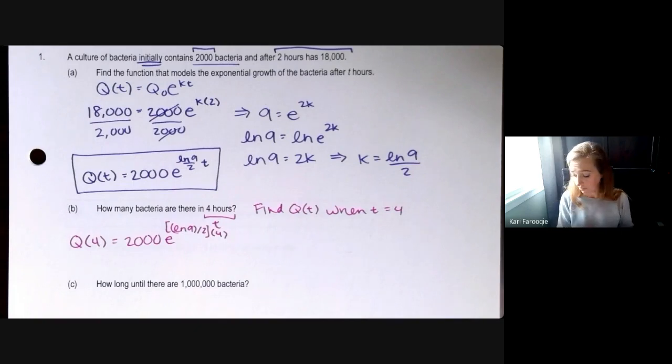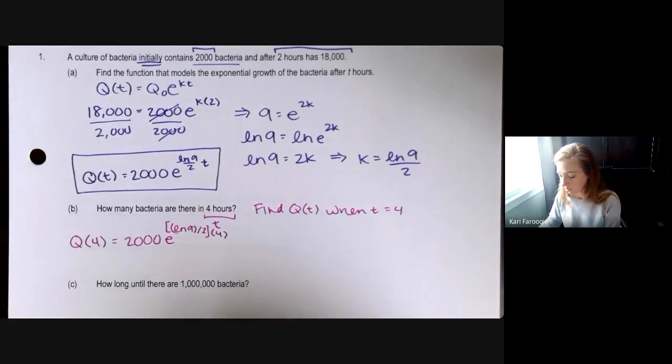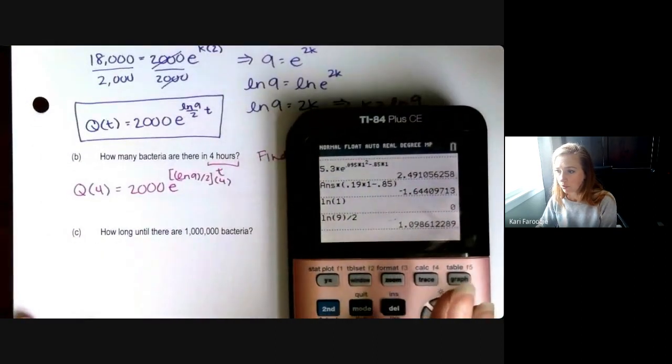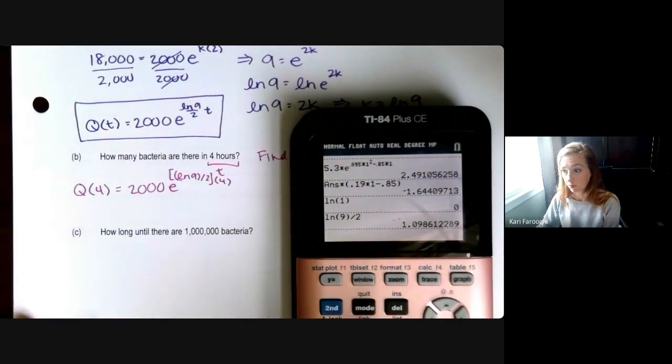All right, so this is all going to get put in our calculators, and we're going to make sure that we're doing a very good job here with our parentheses and making sure everything is where it's supposed to be.